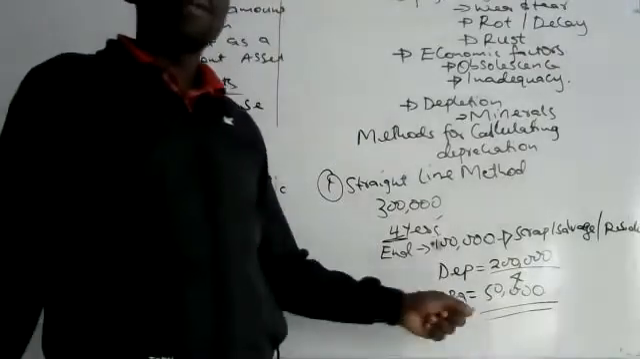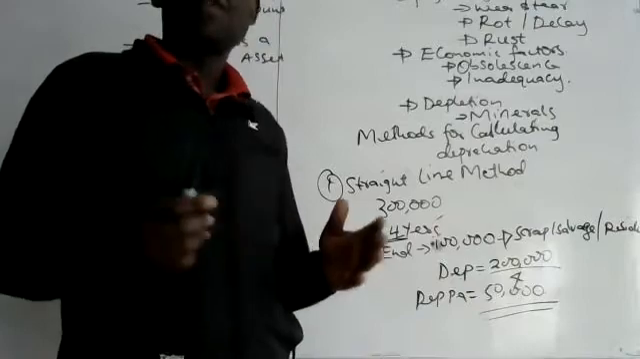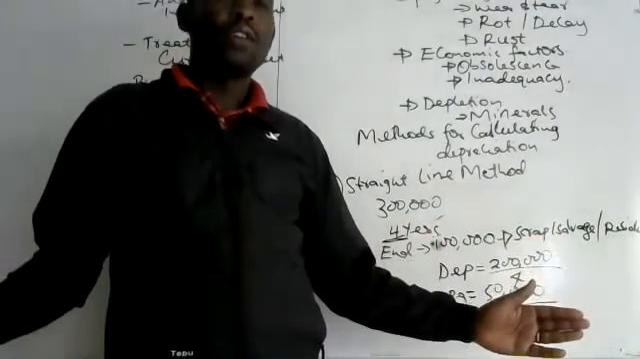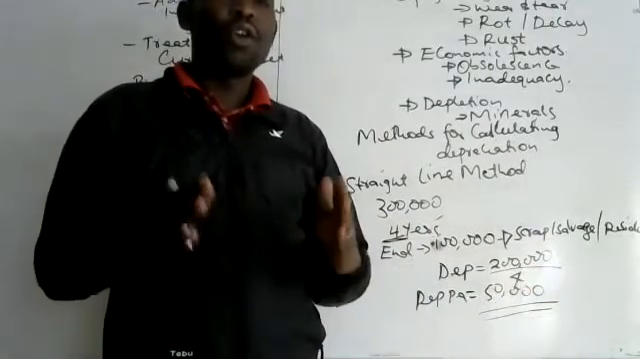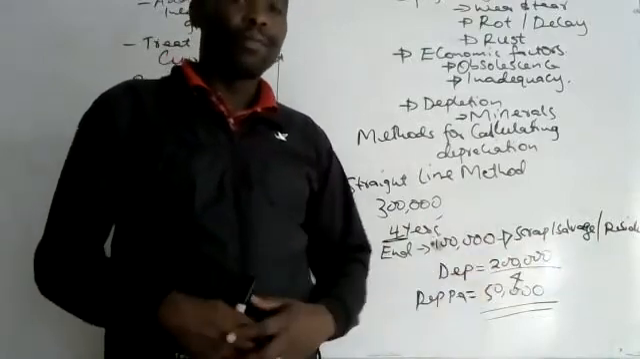Depreciation per annum is 50,000. So this method assumes that the depreciation of an asset is normally uniform throughout the years it is going to be used. So each year will have a similar or uniform amount of depreciation with the other.